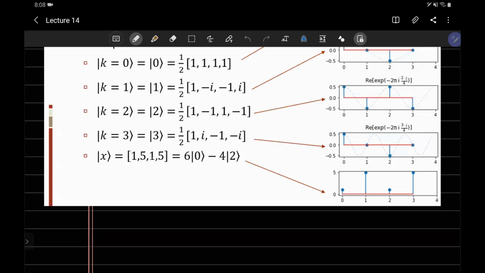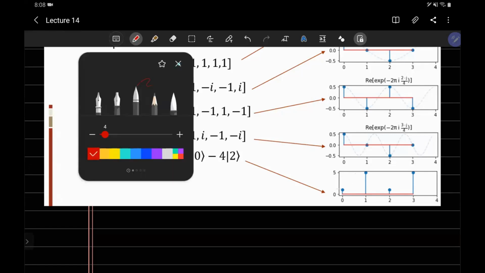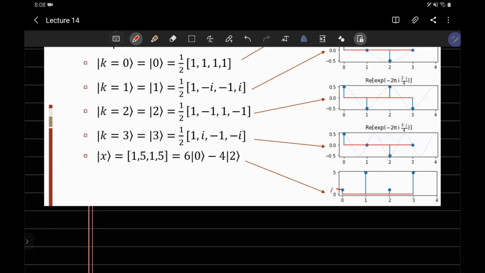Then a 1 5 1 5 vector can be plotted like here. In this case, this is 1 and this is 5, and 1, 5. So if you look at the data, you can see that it has some kind of symmetry with respect to the value of 3, and that this sequence 1 5 1 5 might be decomposed into two types.